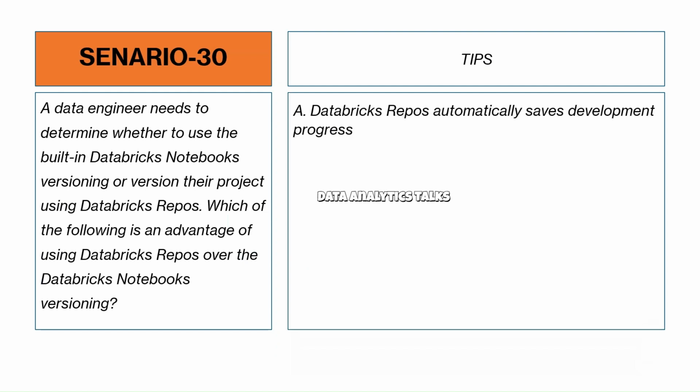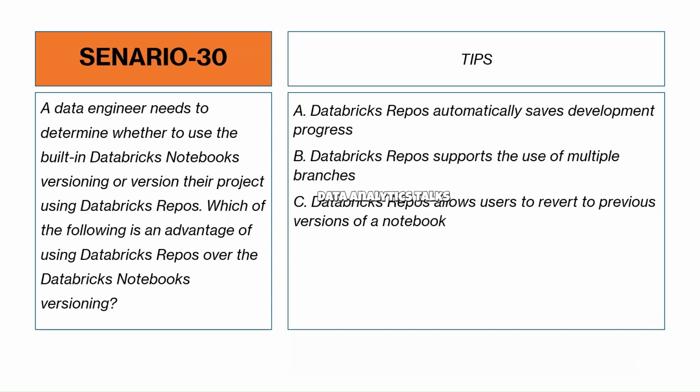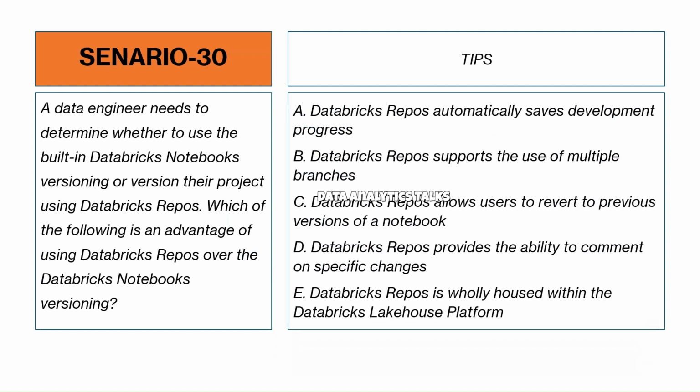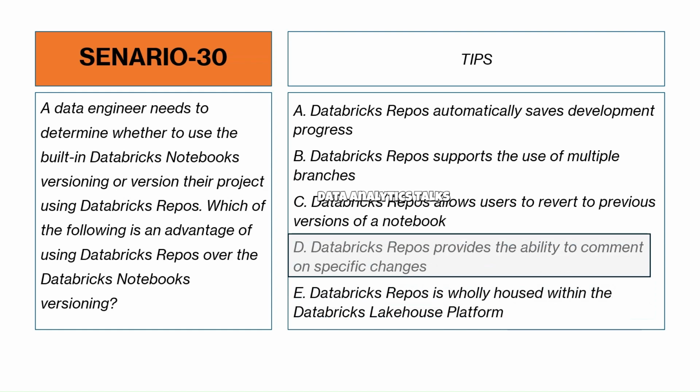Databricks Repos automatically saves development progress. Databricks Repos supports the use of multiple branches. Databricks Repos allows users to revert to a previous version of the notebook. Databricks Repos provides the ability to comment on specific changes. Databricks Repos is wholly housed within the Databricks Lakehouse platform. We have already seen the result: Databricks Repos provides the ability to comment on specific changes. That is why we are going with Repos instead of the Databricks notebook versioning feature.